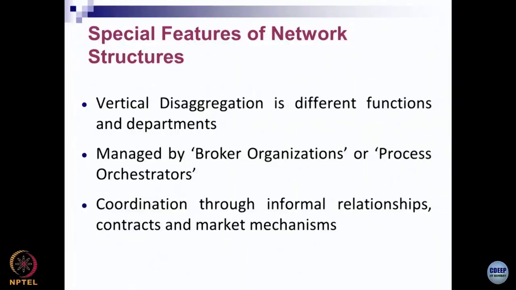The network structure is generally managed by a broker organization or a process orchestrator. The process orchestrator may be Flipkart, Amazon or Pepperfry. These are examples of organizations which engage with a large number of organizations responsible for producing their stuff, and they use Pepperfry or Amazon as a platform to sell their product and reach out to customers. So the core of the organization can be called a broker organization or a process orchestrator.